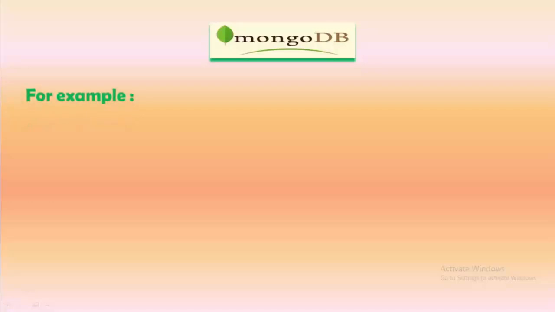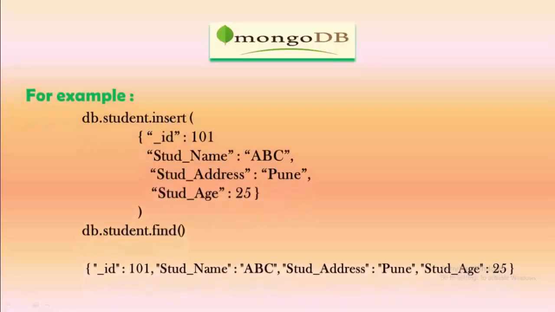As you can see in the example, I have tried to insert the document by explicitly specifying the underscore ID field. Here I have written underscore ID colon 101. It means that instead of getting an auto-generated underscore ID, the explicit value 101 will be assigned to the underscore ID field. So let's see how to implement it practically.